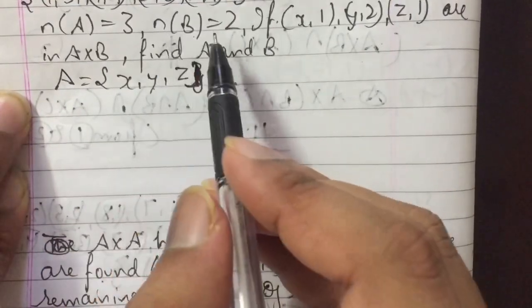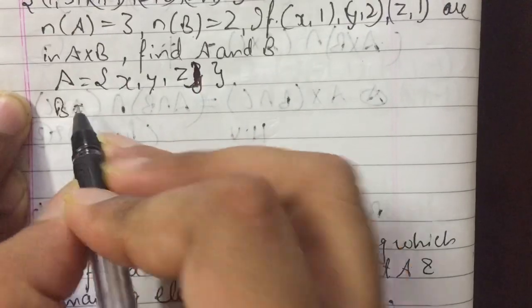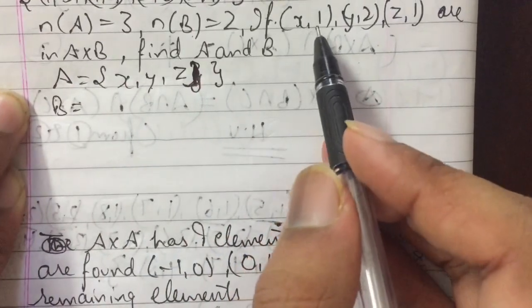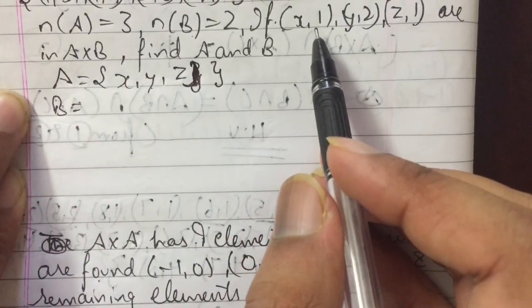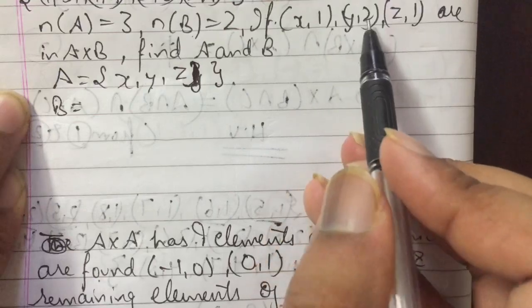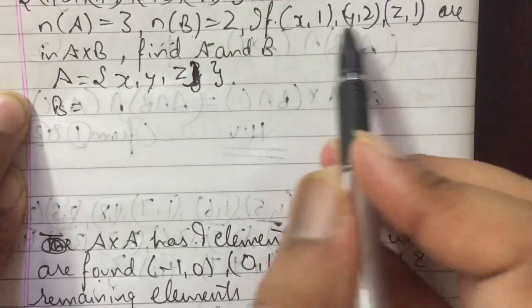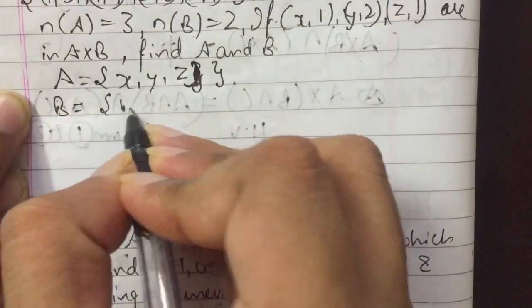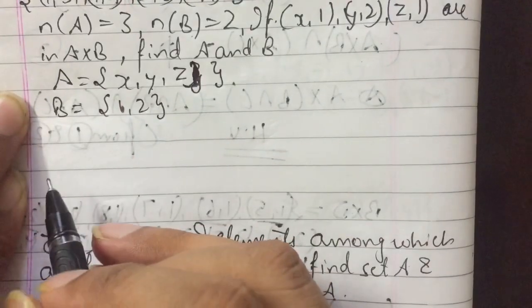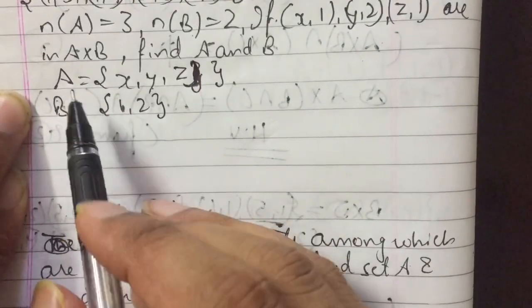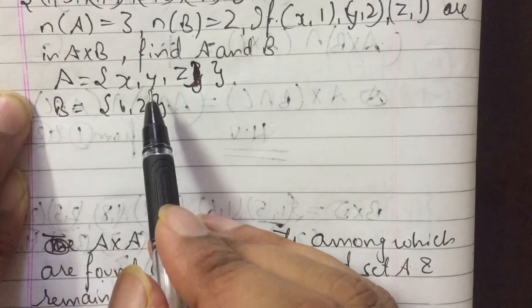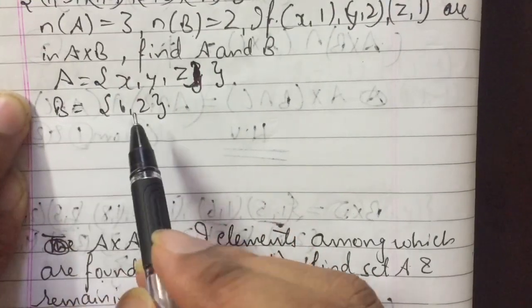Now set B has 2 elements. The second elements of the pairs belong to set B. So 1, 2, 1. So 1 and 2 are 2 different digits, so 1 and 2 belong to set B. Is that clear? So A is {x, y, z} and B is {1, 2}.